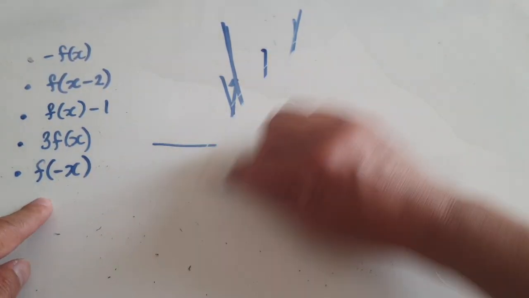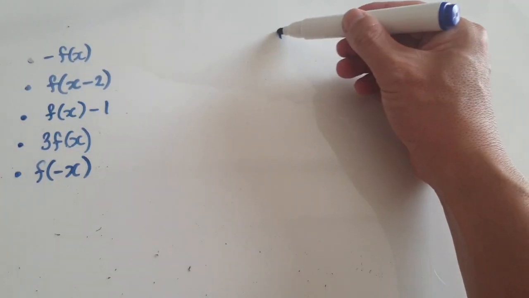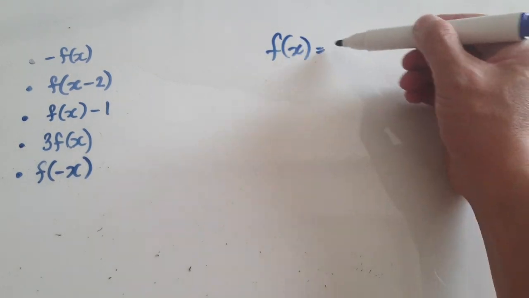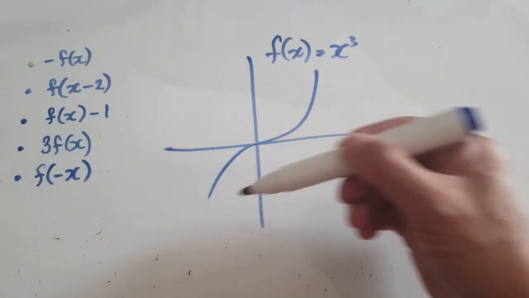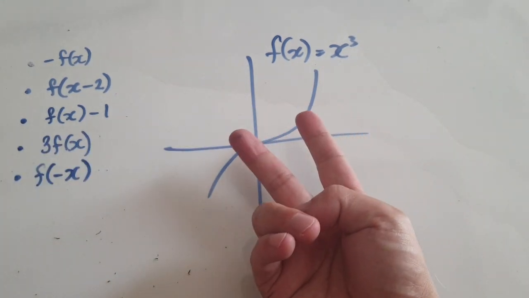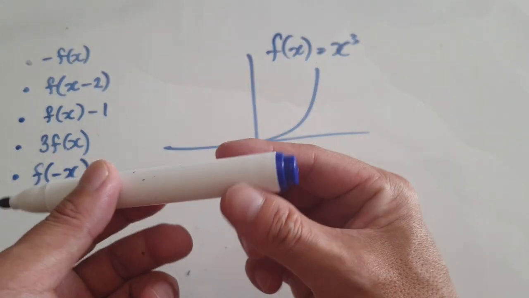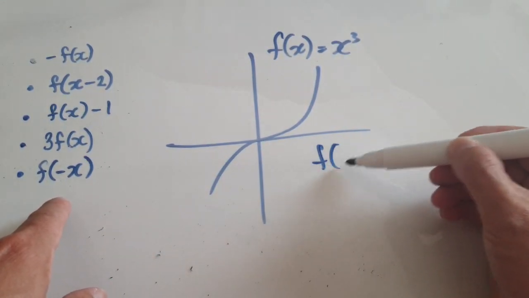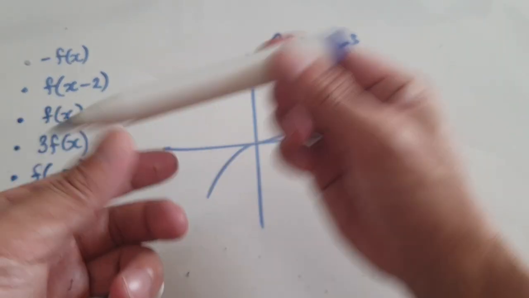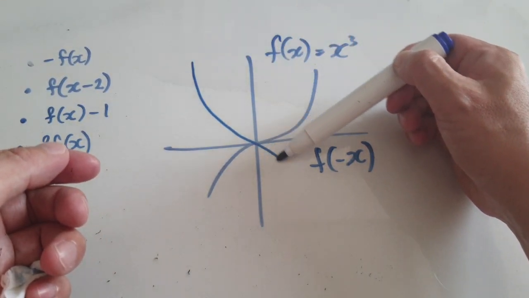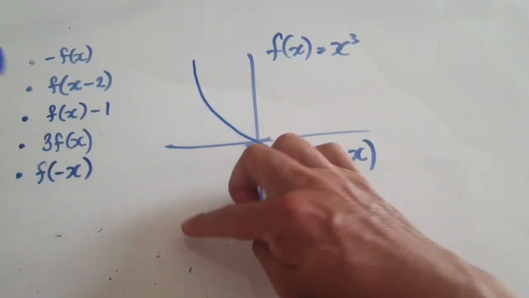Okay, now this one here, let's say you have f of x equals x to the power of 3, which looks like this. With a minus in there, it flips it like this. So now this transformation will flip the graph along the y-axis. So it will look like this. Okay? So that's your summary.